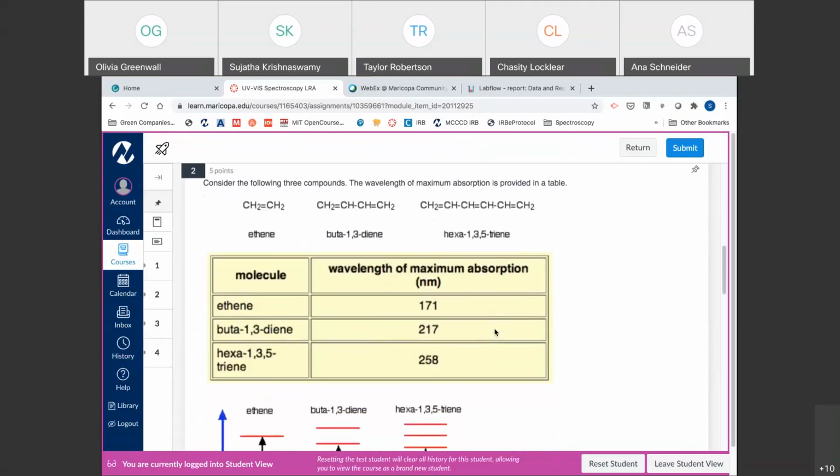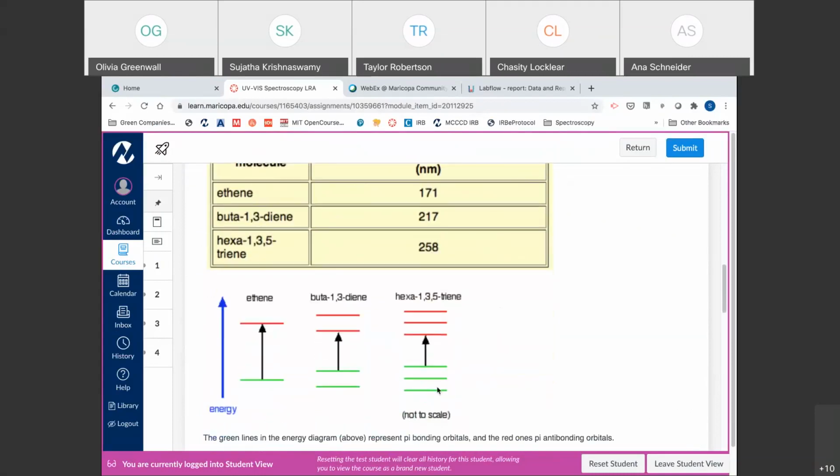So let's take a look at the second question. We have three compounds. One is not conjugated, that's ethene, with only one double bond. Then we have a conjugated diene, buta-1,3-diene, and then the hexatriene. You have more conjugation in the triene, and the higher the conjugation, the lower the energy and the greater the lambda max, which is what you see. So the 171 to 258 is an expected trend.